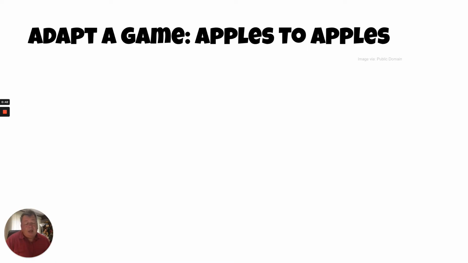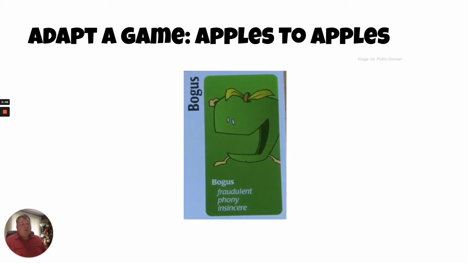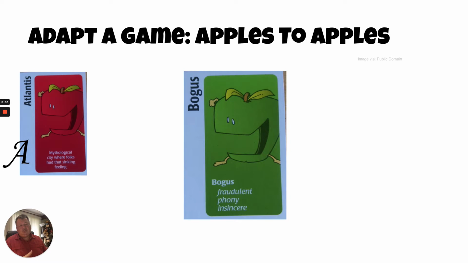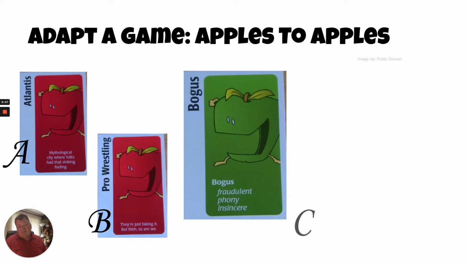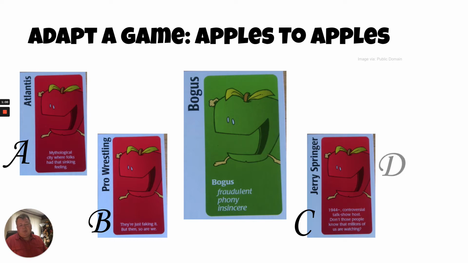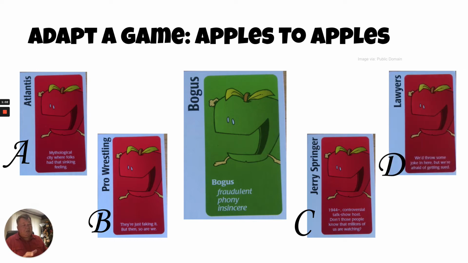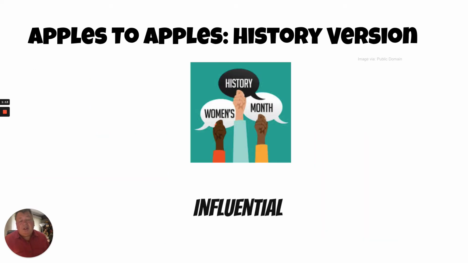to Apples. With Apples to Apples, you might be aware that it's a game where you're given a word, and I put the word out, the word is bogus, and then everyone else has to choose an example of that word they think that I will like. And I look at all the answers that the other players submit to me, and I say, I really think the most bogus thing up there is pro wrestling, and that's what I choose, and whoever put pro wrestling up there would get a point. Well, that's nice, except it's not about history, but we can adapt this game to history.